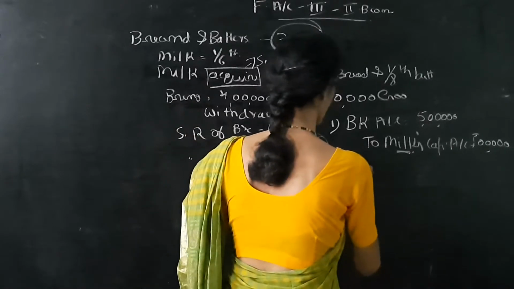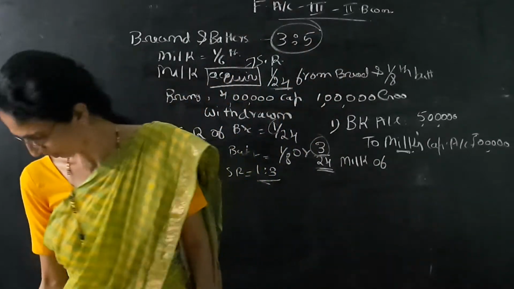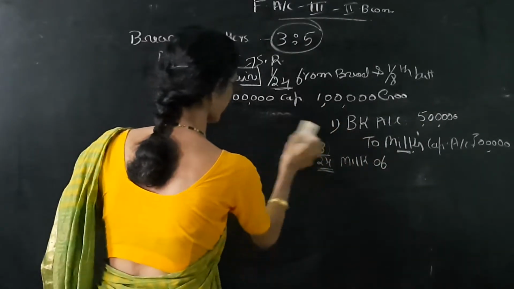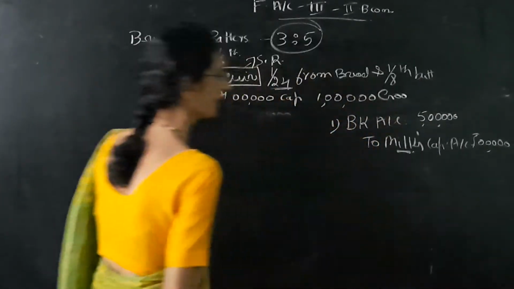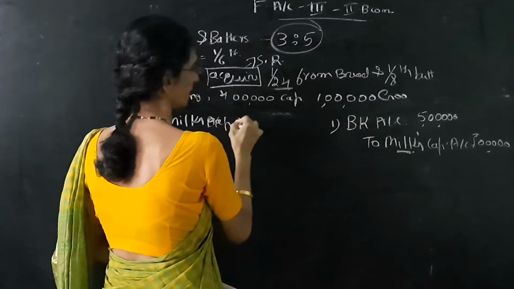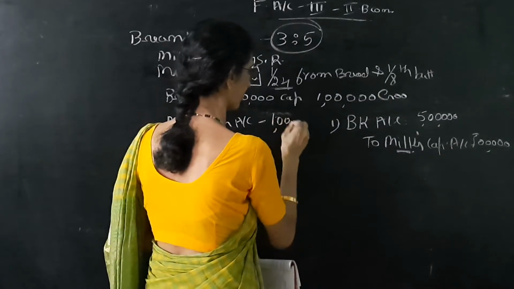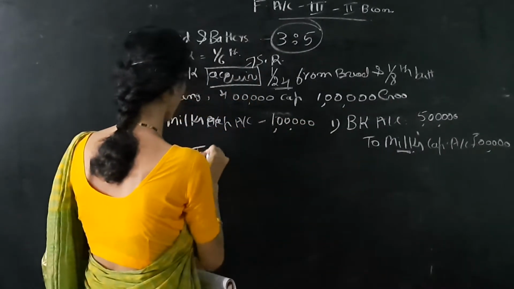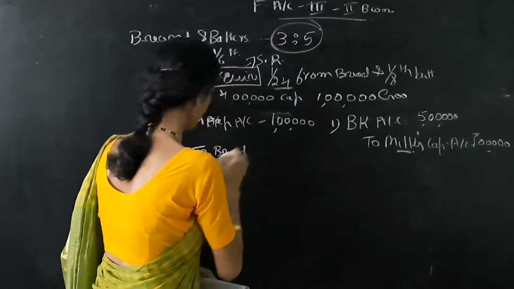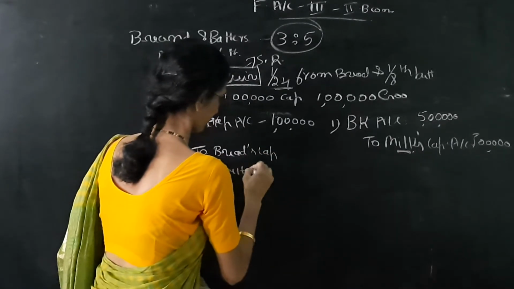So for withdrawing the goodwill, the entry is new partner's capital account debit to old partners' capital account. We have to debit the new partner's capital account, that is Milk's capital account. Remember, we have to write the goodwill amount, it is 1 lakh. It should be credited to the old partners, that is Bread and Butter, in their sacrifice ratio. To Bread's capital account, then to Butter's capital account.